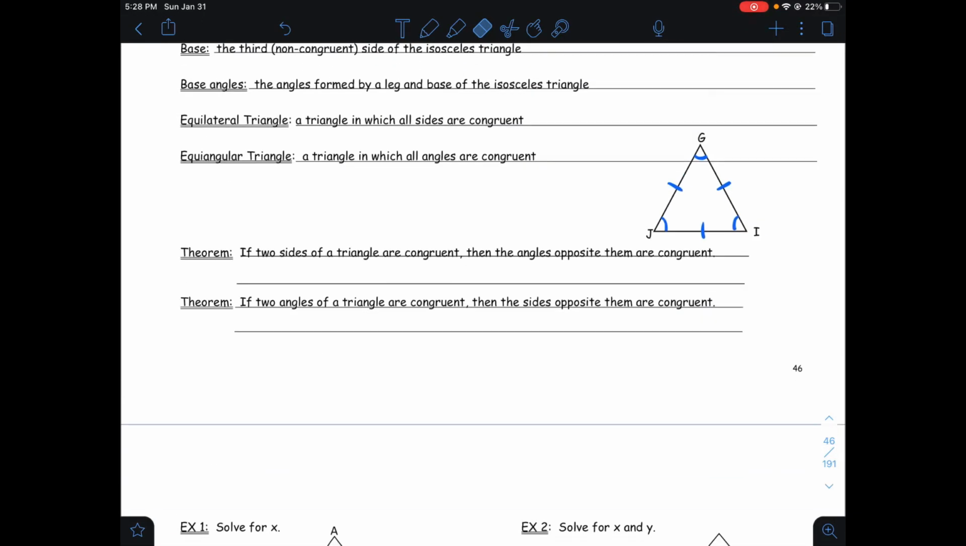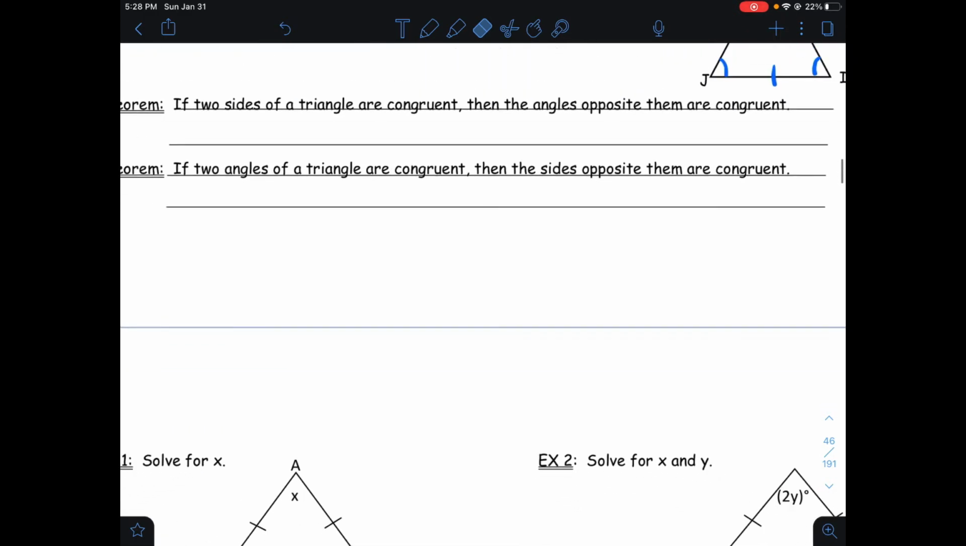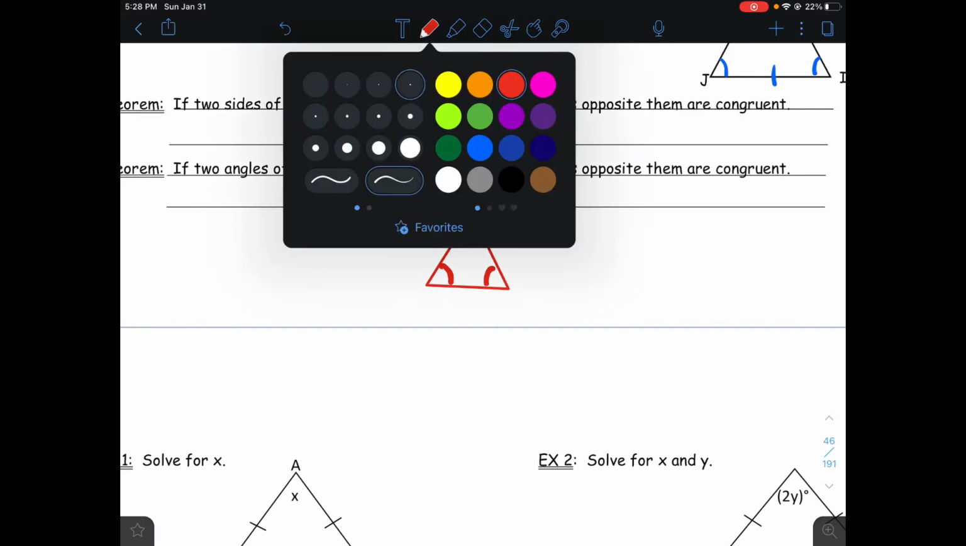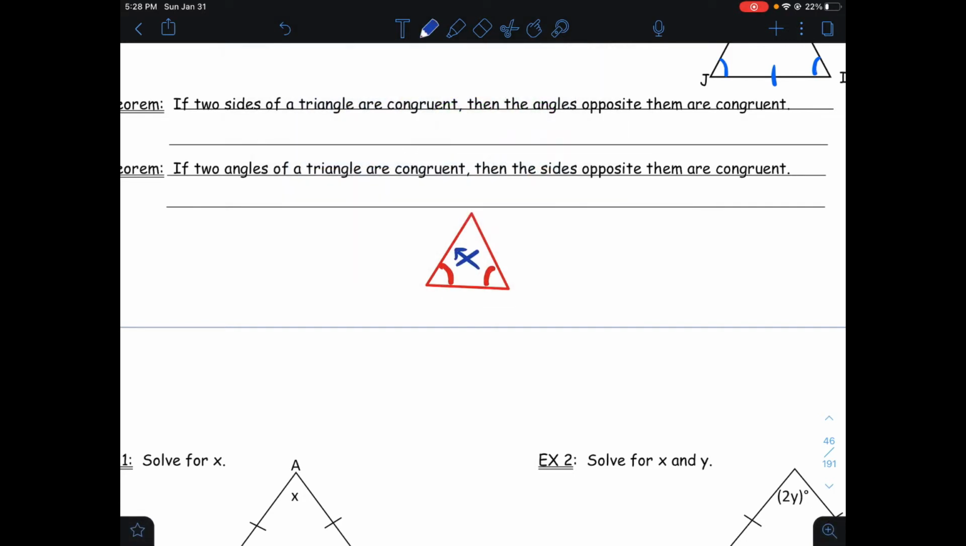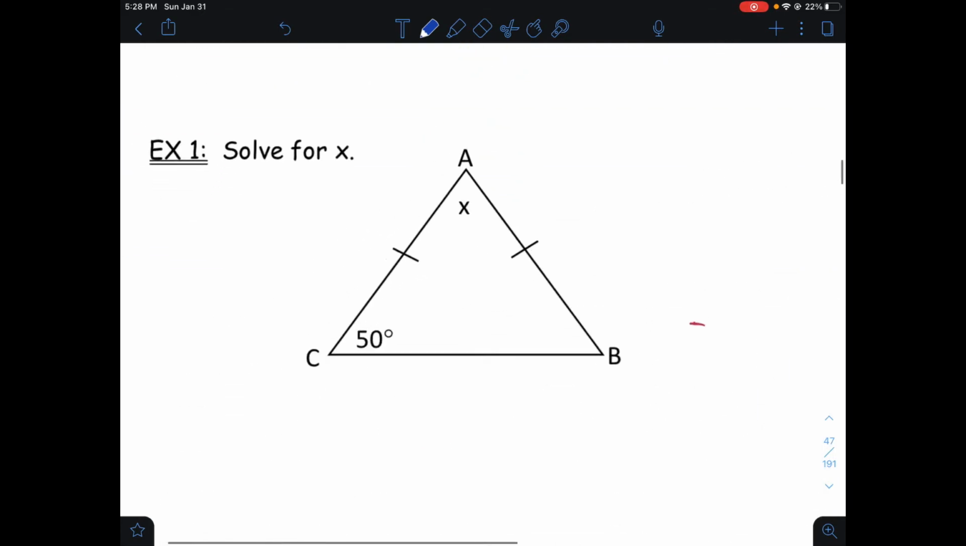Next, it says if two angles of a triangle are congruent, then the sides opposite them are congruent. So before we were given that the sides were congruent, and we assumed by the theorem that the angles were congruent. Well, now, if we know that the angles are congruent, you can say, well, if those are congruent, these guys are congruent. All right. So let's go ahead and try example 1.